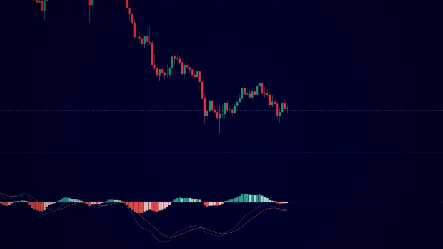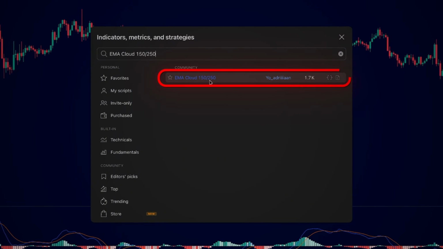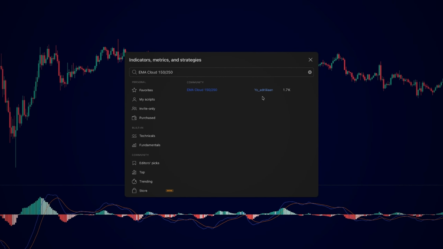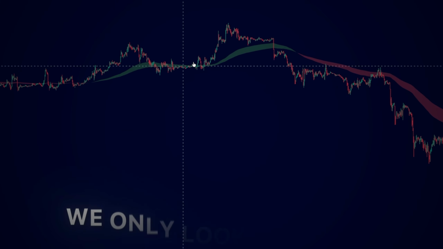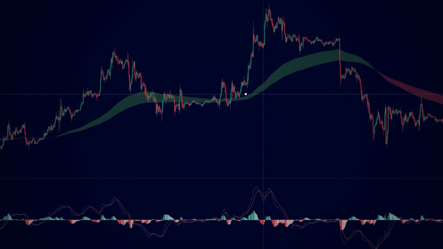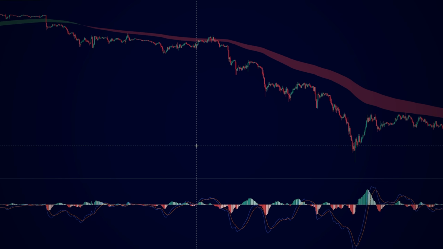To finally filter out this noise, we'll add a second indicator. We need the EMA cloud 150 to 250 from this author. Let's add it to the chart. Now look, when the cloud is green, the market is in an uptrend. We only look for long positions. When the cloud is red, the market is in a downtrend and we only look for shorts. This is our global filter.